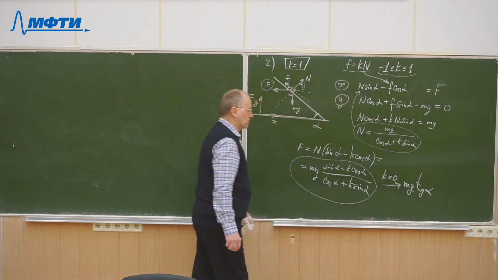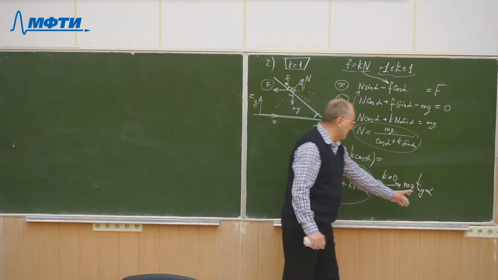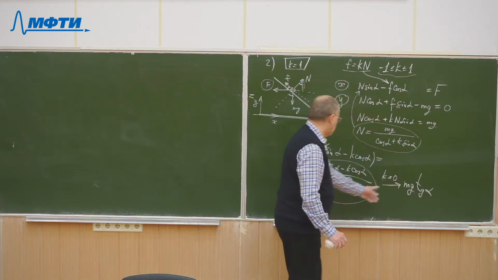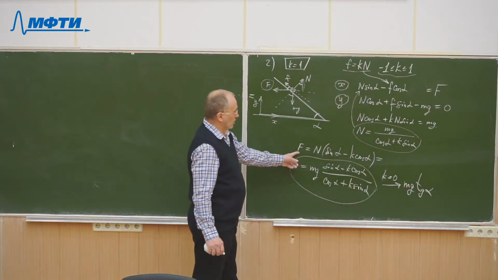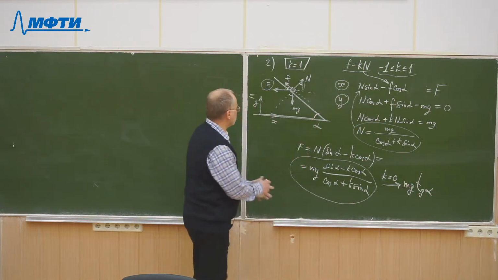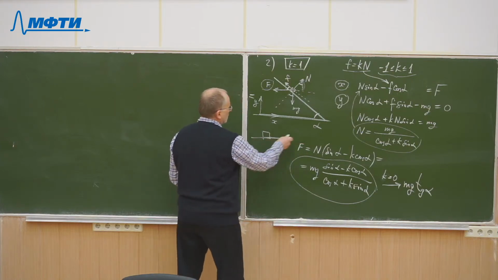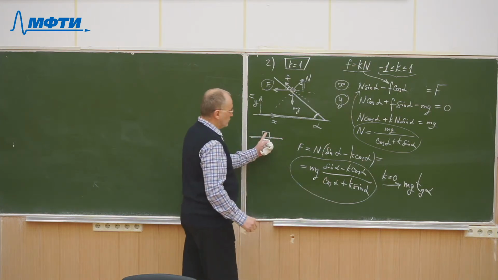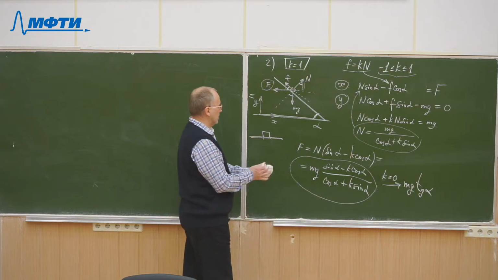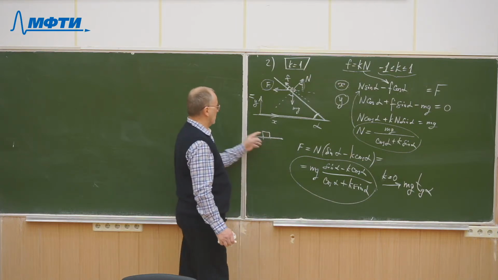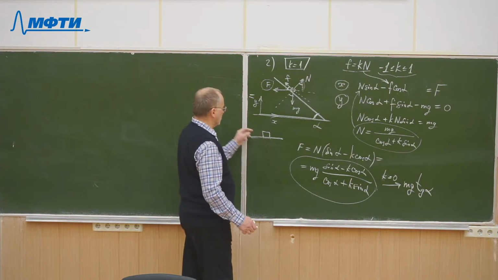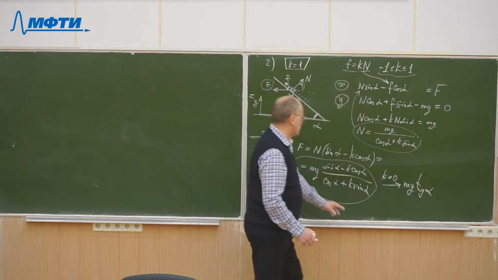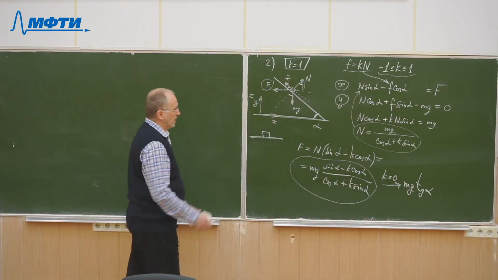This formula is very good for analysis. For example, if alpha is 0, then the force will be 0. What does it mean, 0 alpha? It means that the body is on a horizontal surface with 0 slope. If the slope is 0, then you don't have to apply any external force for this body to remain at rest. The external force must be 0. And we obtain this immediately. If alpha is 0, then force is 0. Yes, that's reasonable.